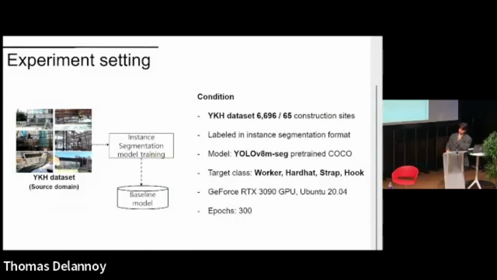This is the experiment setting for the baseline model. This data set was obtained from 65 construction sites. The model used is the YOLOv8 medium-size segmentation model pre-trained on the COCO data set. Target classes are worker, hardhat, strap, and hook, with training epochs of 300.